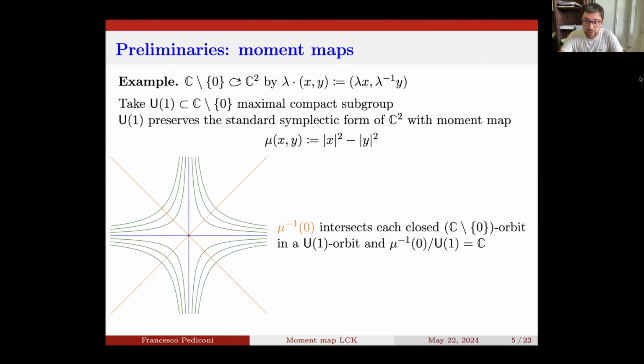If you consider the set of points such that the moment map is 0, this is going to be the union of the two bisectors, x equal y and x equal minus y. And it turns out that this set intersects each closed orbit of C minus the origin in a U(1) orbit, and the quotient of mu inverse of 0 with respect to the action of U(1) is actually C. So we recover what we were discussing before. This was just a brief introduction to moment maps.